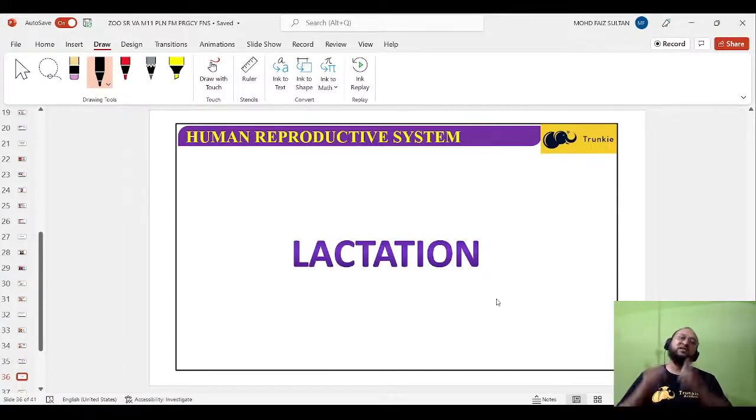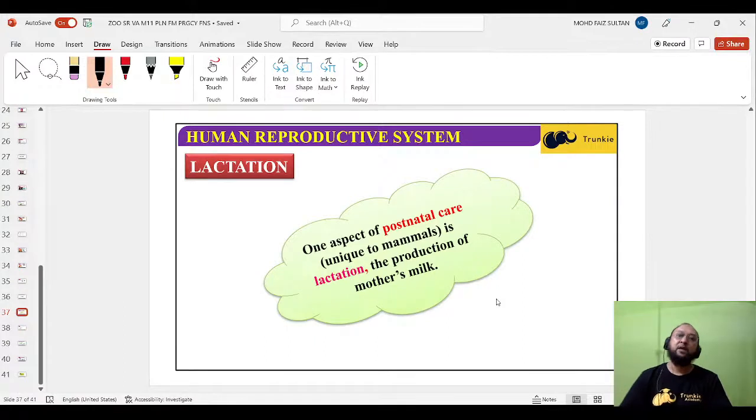Once the delivery of the child takes place, lactation is important, because the food for the child is mother's milk. As soon as the child is born and requires food, it is the mother's milk. So lactation is another important thing, which we will now study.